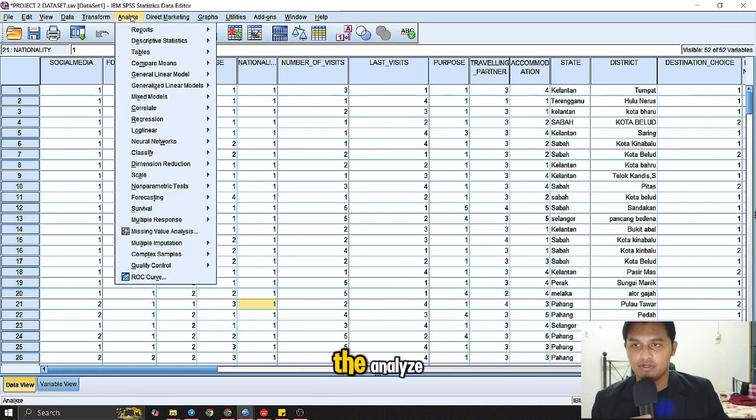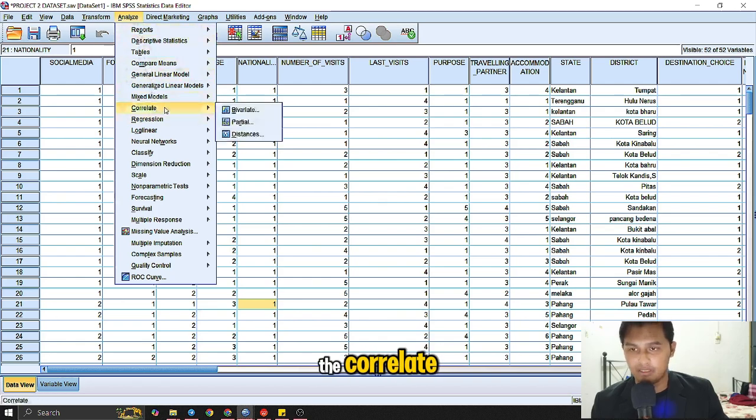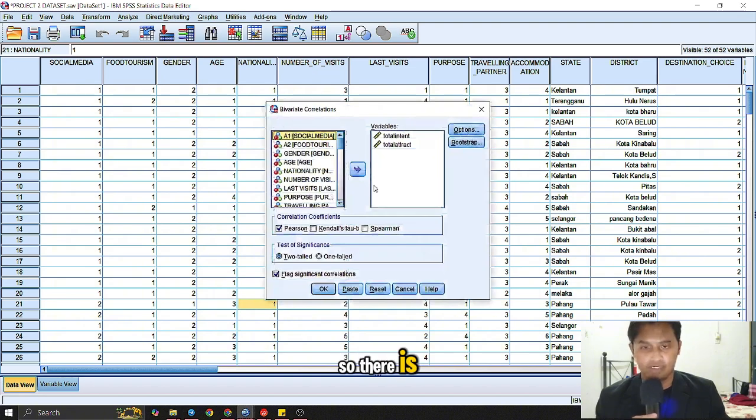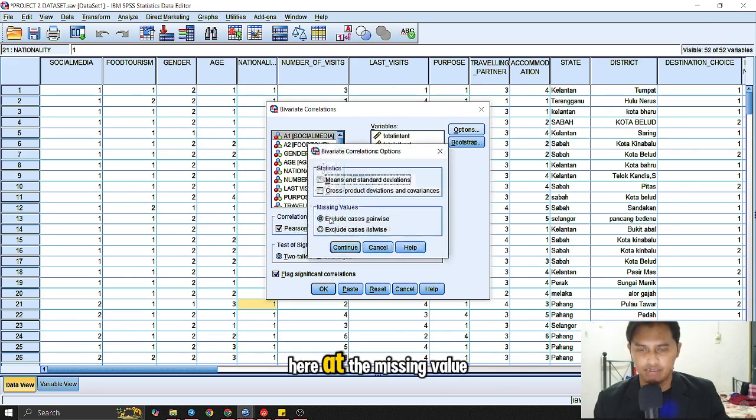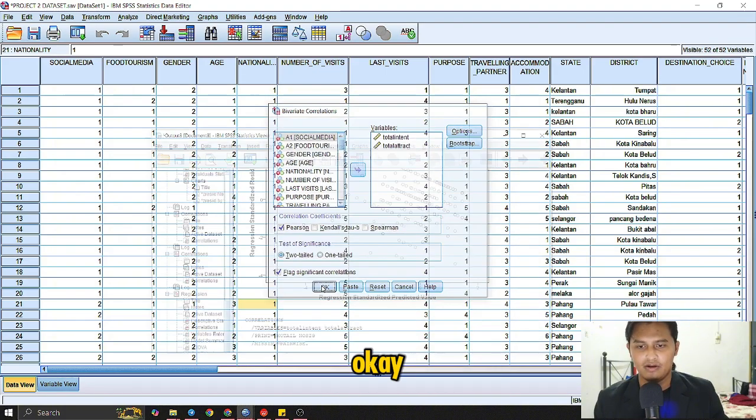First, we go to Analyze, and then we go to Correlate and pick the first one, Bivariate. Here you need to fill in two or more variables, and then at the correlation coefficients, you need to pick Pearson here, and the test of significance two-tailed and flag significant correlations need to be ticked also. And then we go to Options. Here at the missing values, you need to tick exclude cases pairwise. All right, so continue, and then OK.